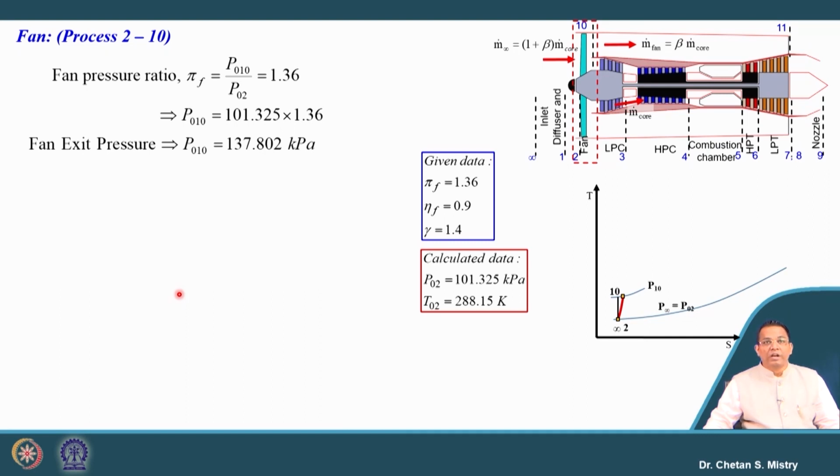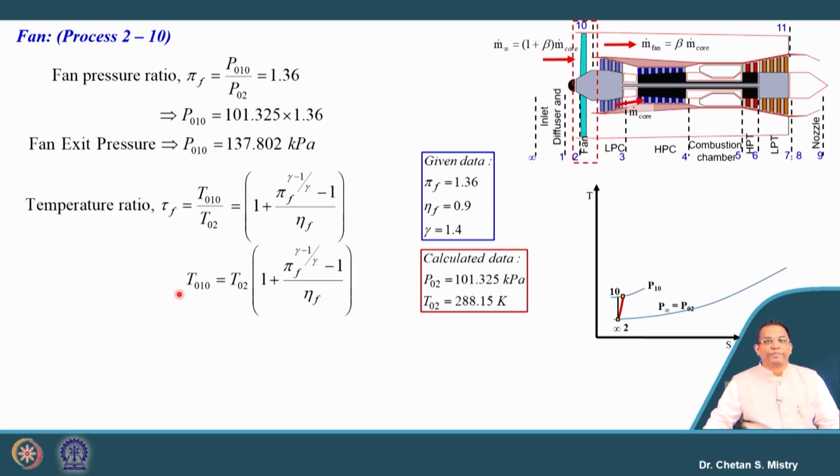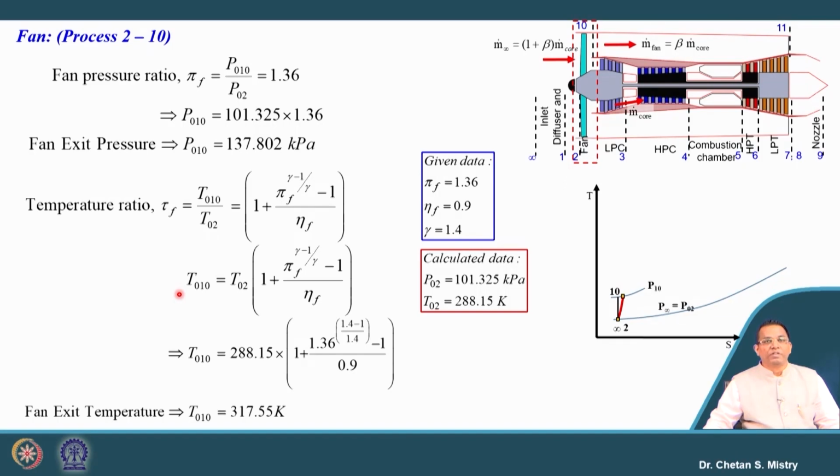We have our efficiency known to us. We also know our pressure ratio for the fan. Based on that, we will calculate the exit temperature. So, in this case, if we put the number as 288.15, the fan pressure ratio as 1.36, and the efficiency as 90%, then the exit temperature is 317.55 Kelvin.